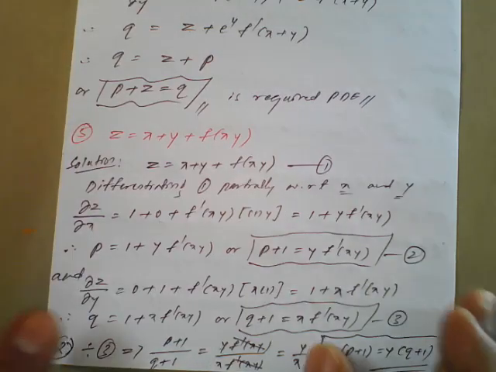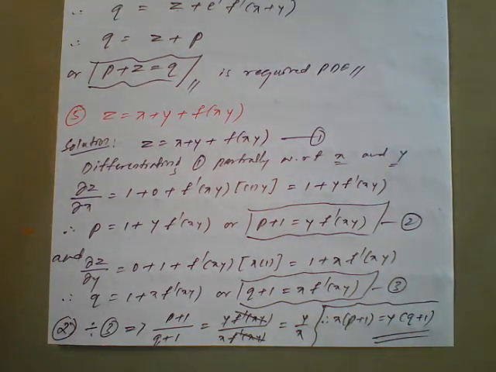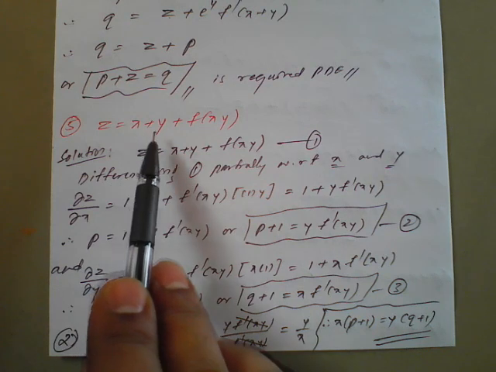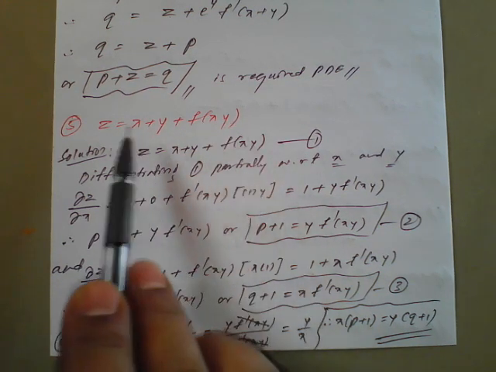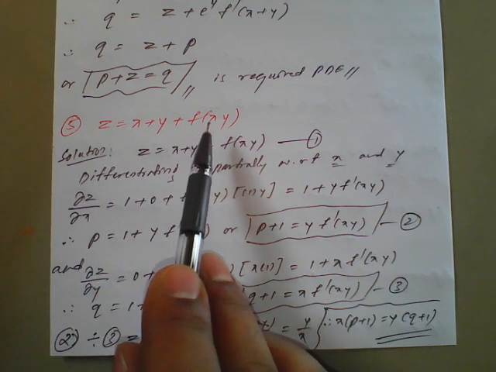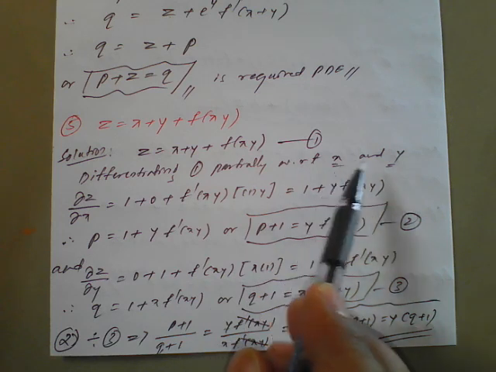Next question is, z is equal to x plus y plus f of xy. So equation number 1, again you see that this z is a function of two independent variables x and y. So differentiate one partially with respect to x and y.